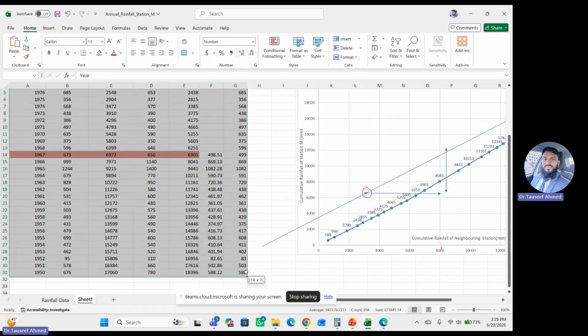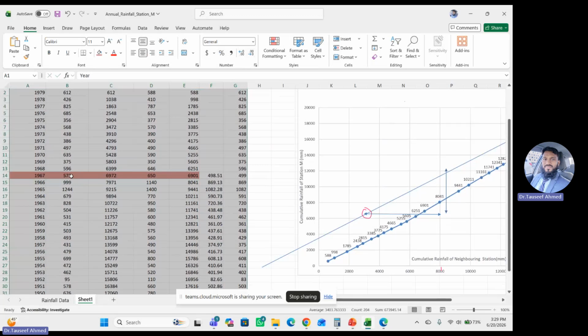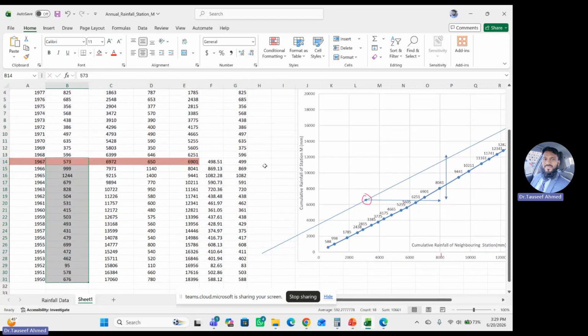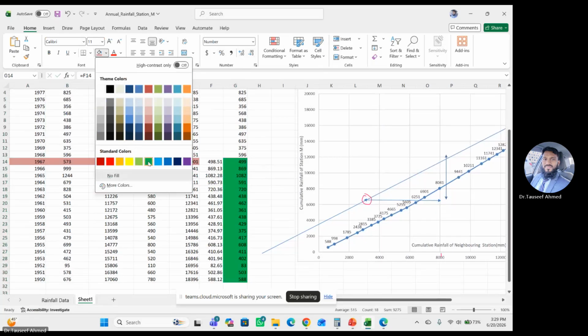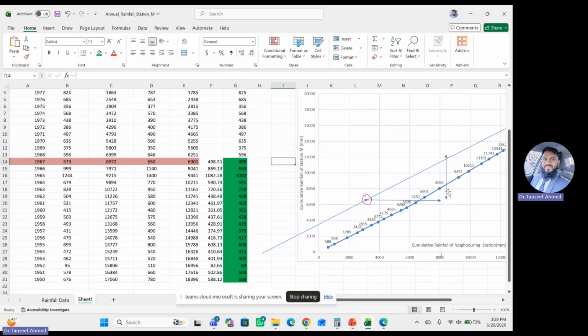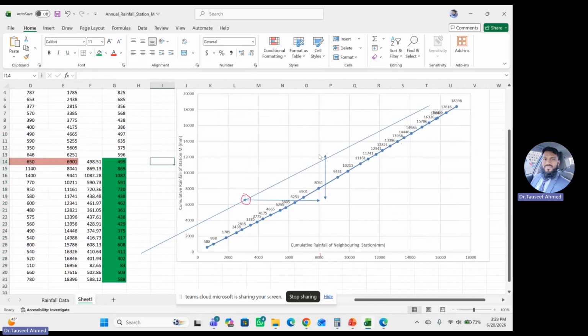How we find the missing value or the wrong value from here to here: the correct value is this one. This is the correct value. And how this graph is drawn, this is very well known to you. I will stop this one.